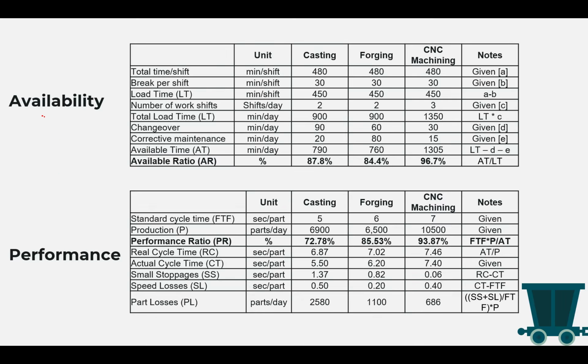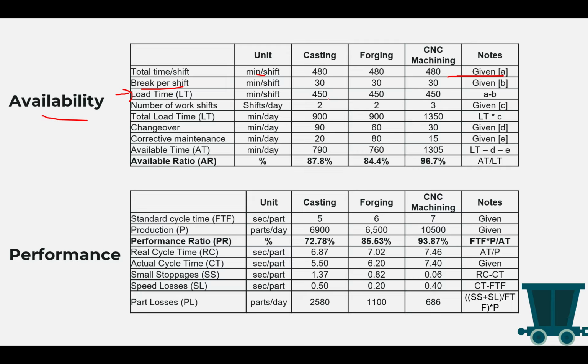To calculate availability time, first we need to calculate the total time. Make it minutes. So 8 hours becomes 480. Okay, this one is given. And then break, as previously shown, is 30 minutes for every process. And then we can calculate the load time. Basically, just deduct the break from the total time.